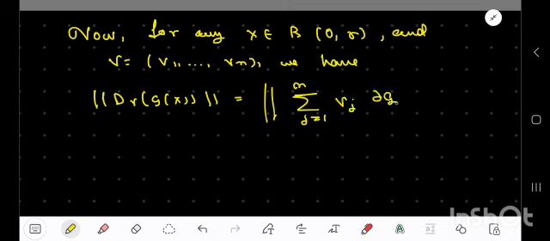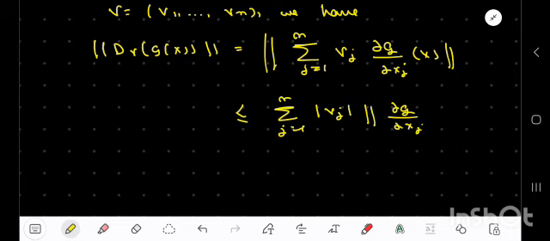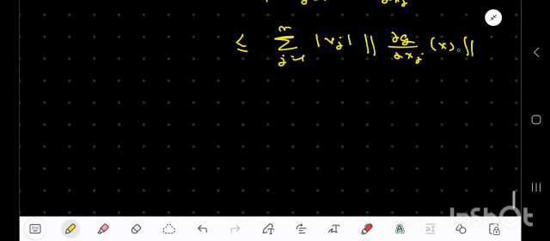This follows from some previous lecture, if you recall, but then we can use the triangle inequality to write it in this way, summation j equals 1 to n. So this becomes modulus of vj times the norm of del g over del xj at x. But we have seen that this norm is less than 1 over 2n square, and this modulus of vj should be less than or equal to the norm of v, right. If you recall, if v is an n-tuple, then the absolute value of each component is less than or equal to the norm of the complete vector, right.